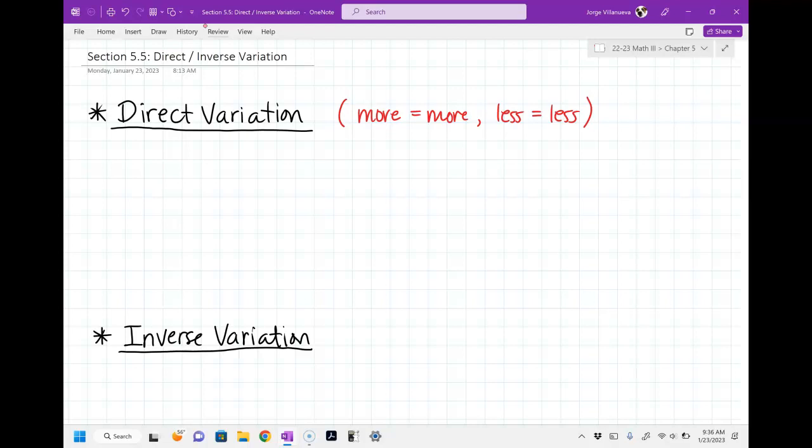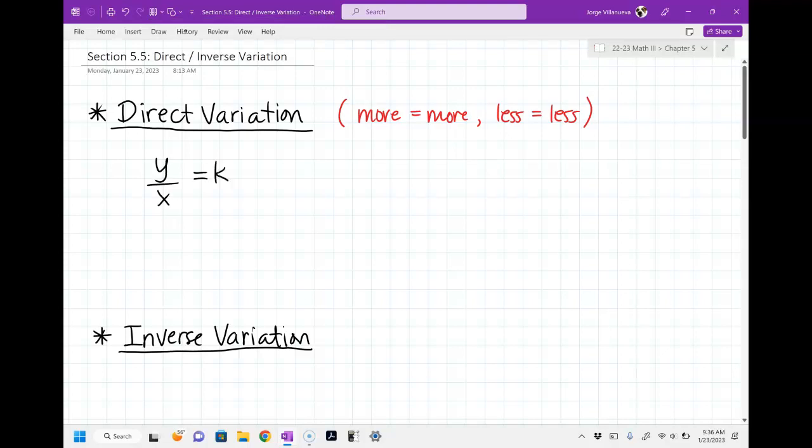So that's direct variation. One thing affects the other directly in a positive or negative way, both of them. So it's either more, or less. Now I know that might sound kind of weird, but don't worry, the formulas and everything are very easy to do. So here we go. Let me show you the formula for direct variation. It looks like this: y over x equals k.